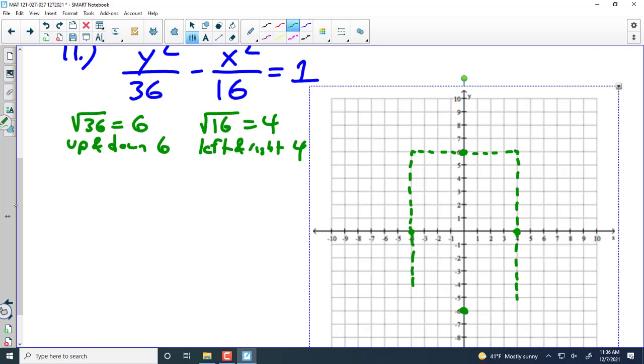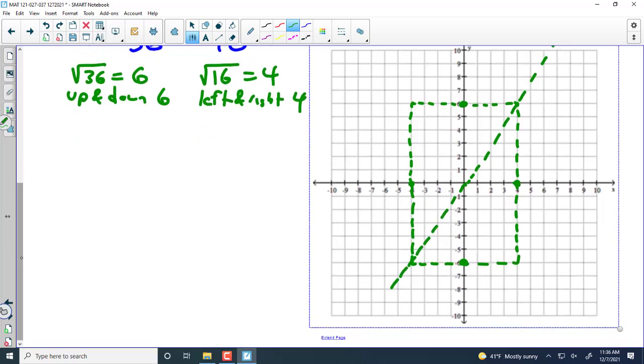we'll draw in our fundamental rectangle, and we'll draw in our 2 asymptotes. So make sure you do your best to go through the center of the hyperbola and through the corners of the fundamental rectangle.